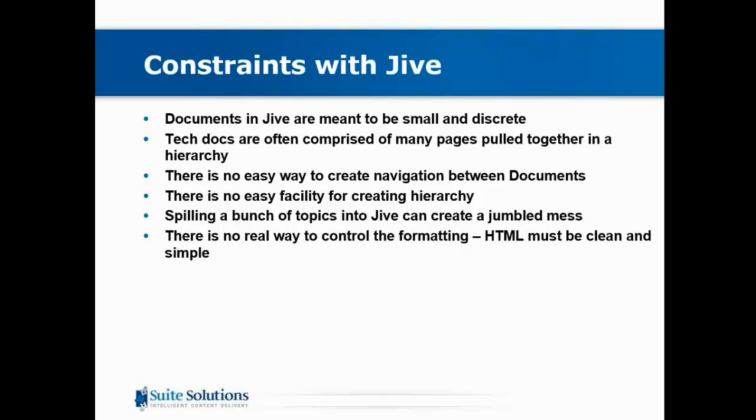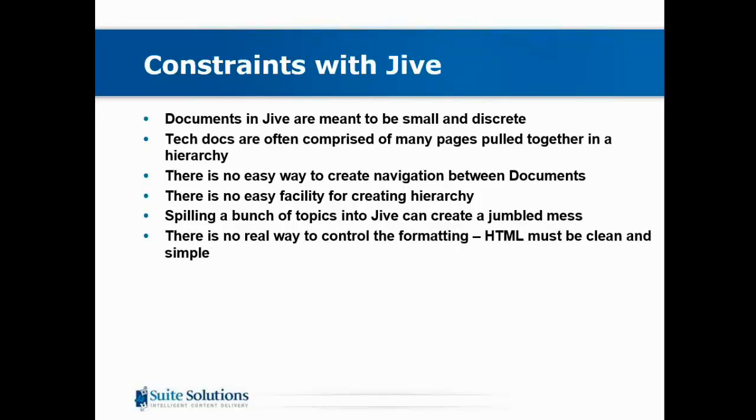Tech docs are often comprised of many pages that are pulled together in a hierarchy, but there's no way to easily create this navigation between Jive documents. And there's also no real easy or straightforward facility for creating any kind of hierarchy. So it's very good that I would be able to access each DITA topic discretely as a Jive document, but if I'm uploading a publication, I want to be able to navigate through the publication just like I would in an online help file or in some kind of knowledge base. I would like to have some kind of a hierarchy to know the context.